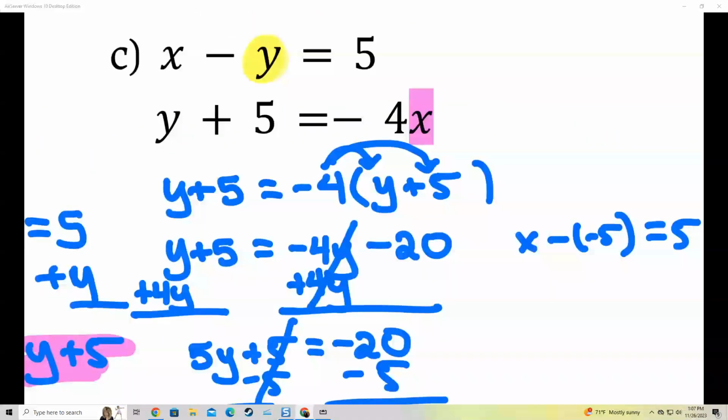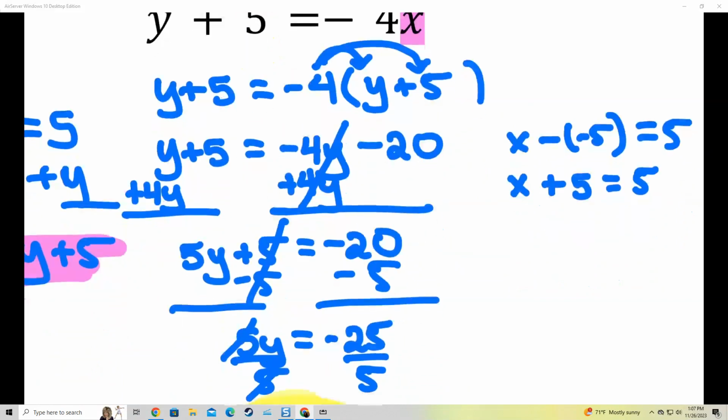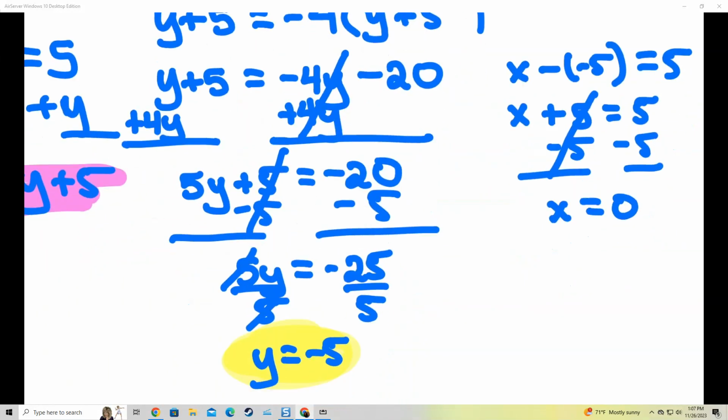Well, I have a minus -5. I hope you understand that I have that minus here, and then my y is -5. That's why I have a minus thing going on right there. And I know when I have a minus, I really should change that into a plus. So this is x plus 5 is equal to 5. I'm going to get rid of that plus 5 by subtracting 5 on each side. I get x equals 0.